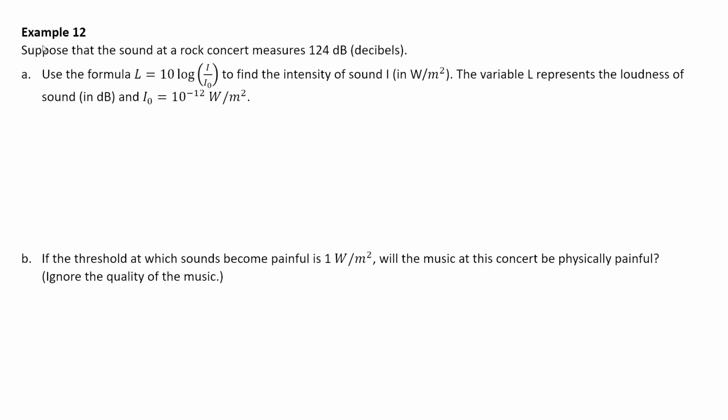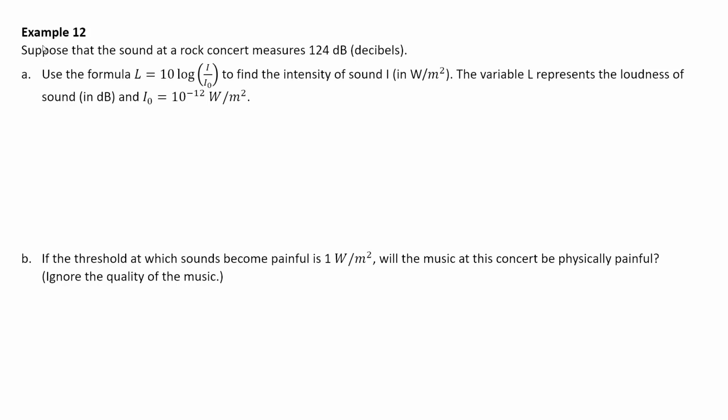Okay, so I want to start where we left off in class, or finish some of the things we didn't get to. Example 12 says, suppose that the sound at a rock concert measures 124 decibels. A, use the formula L equals 10 log I over I sub 0 to find the intensity of sound I in watts per square meter.